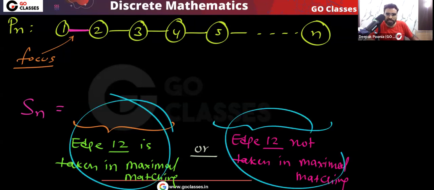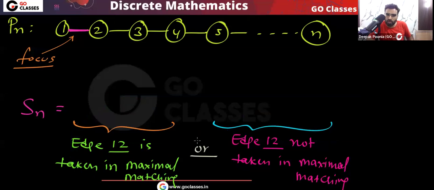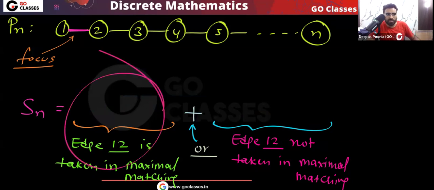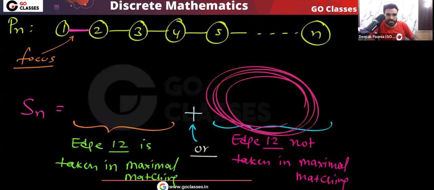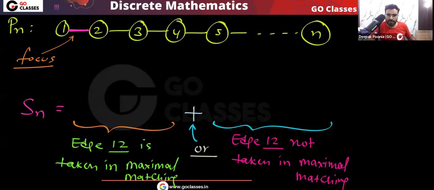Either this case is there or this case is there. Because of this "or", you will use the symbol plus, you will use the sum rule. So basically you need to count the number of maximal matchings in this case, and you need to count the number of maximal matchings in this case. That's it, very easy.